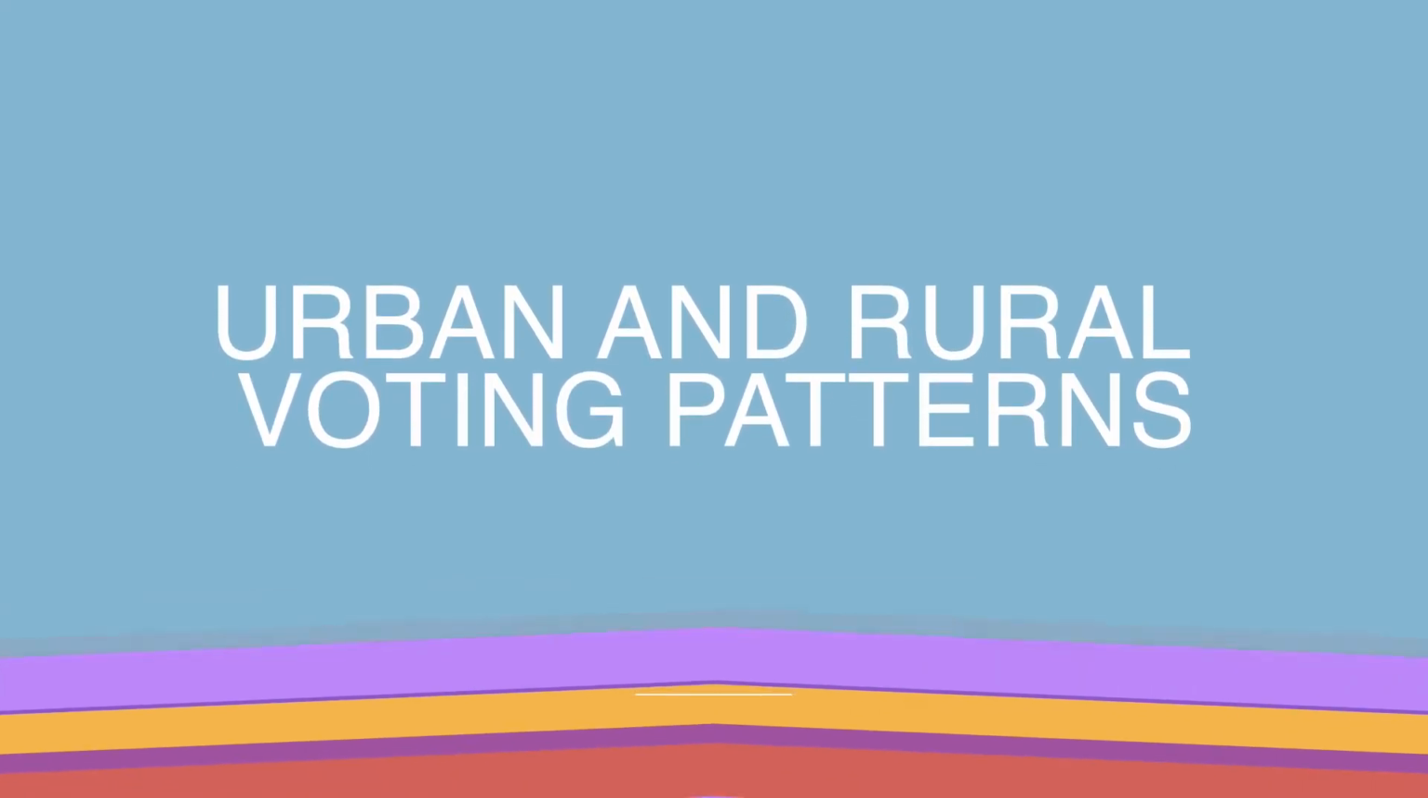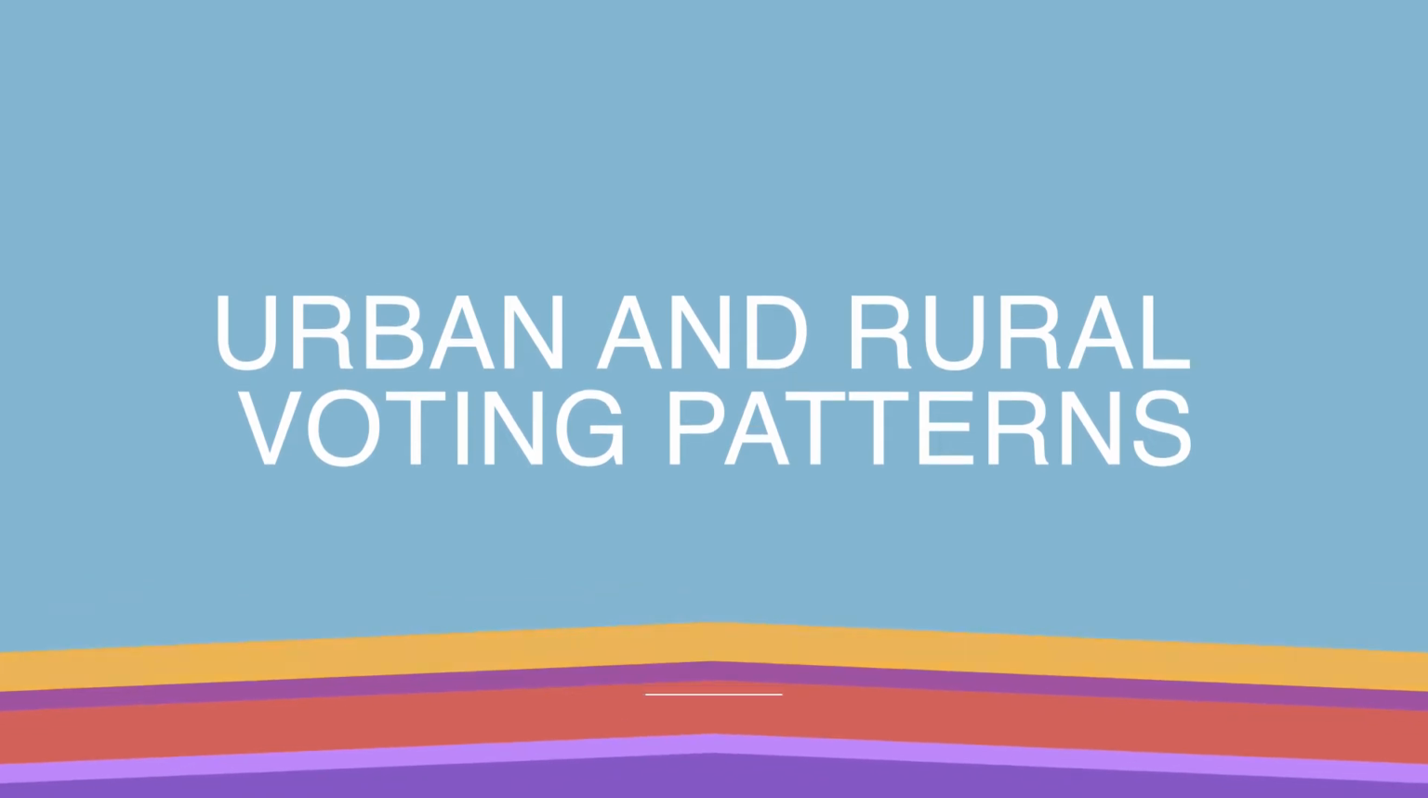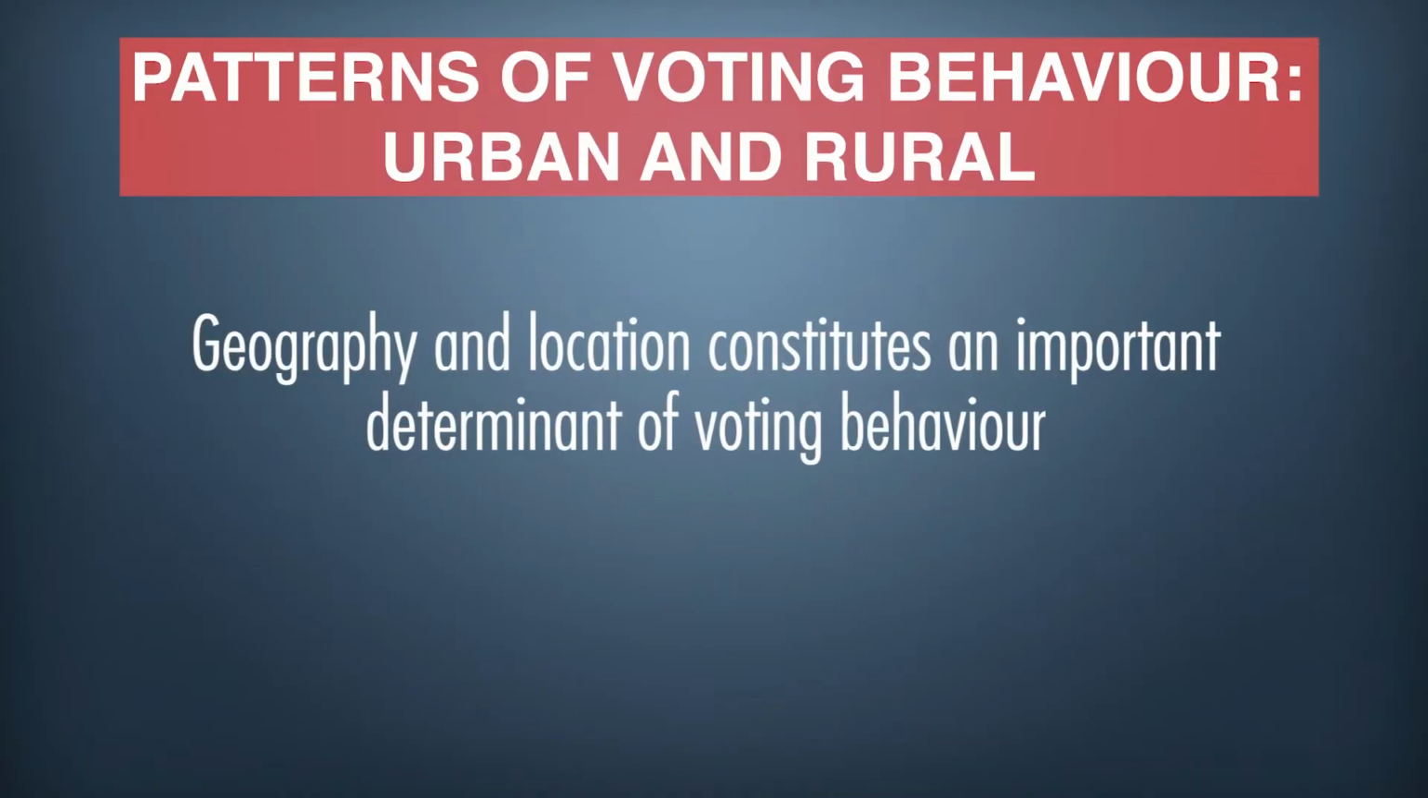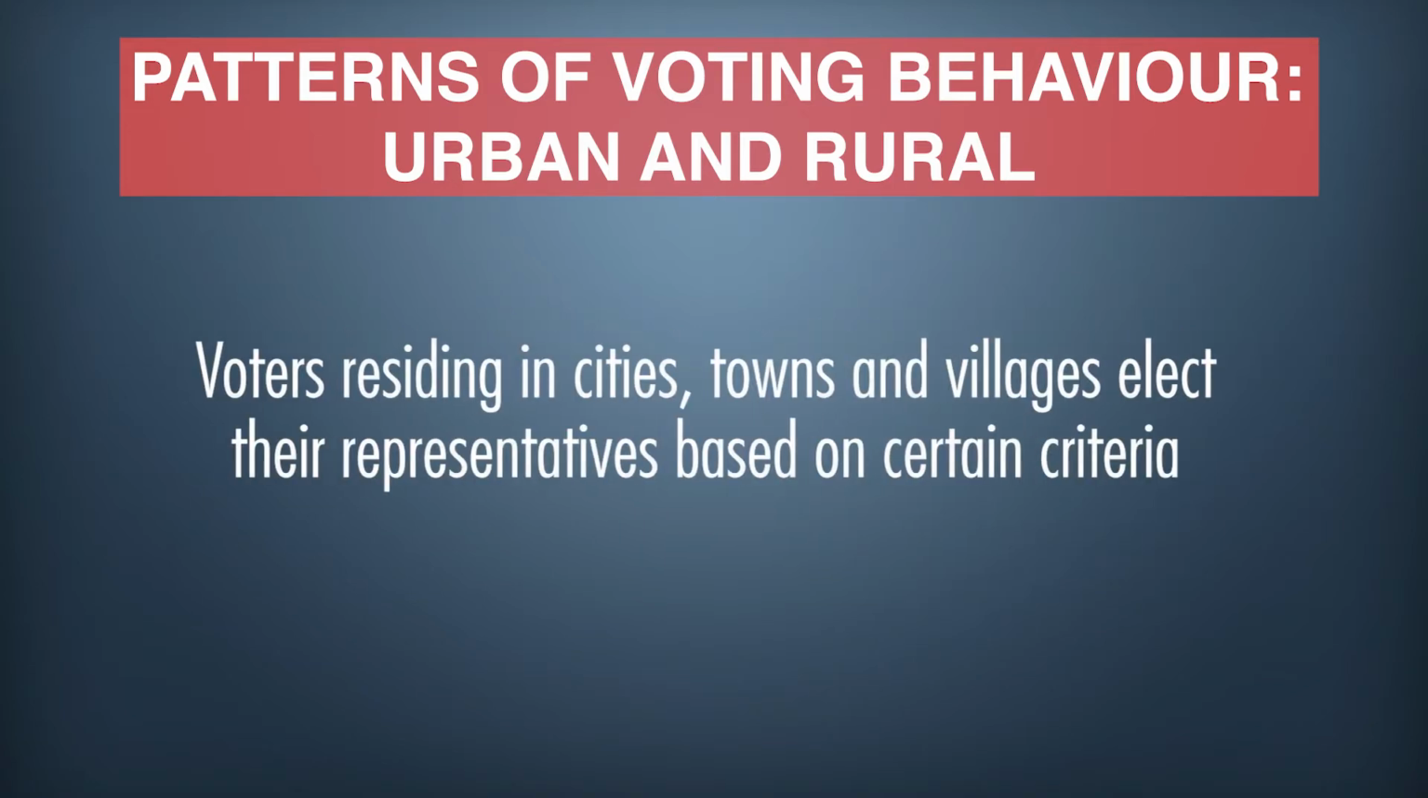These are the various factors which influence voters, their attitude towards political parties and candidates. Let us come to our main point of discussion, students. How do rural and urban voters vote in India? Geography and location constitute an important determinant of voting behavior. Voters residing in cities, towns and villages elect their representatives based on certain criteria.